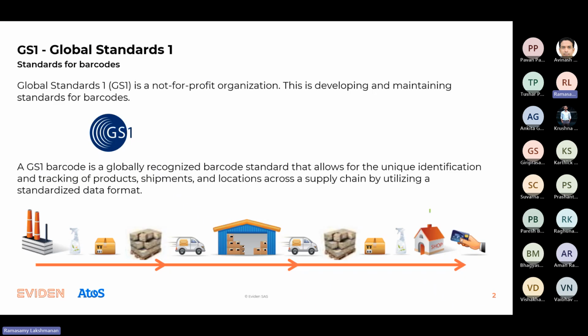First we will see what GS1 is. GS1 is Global Standards 1. This is a non-profit organization. They are one of the organizations developing and maintaining standards, especially for barcodes. A GS1 barcode is a globally recognized barcode standard that allows for the unique identification and tracking of products, shipments, and locations across a supply chain by utilizing a standardized data format.